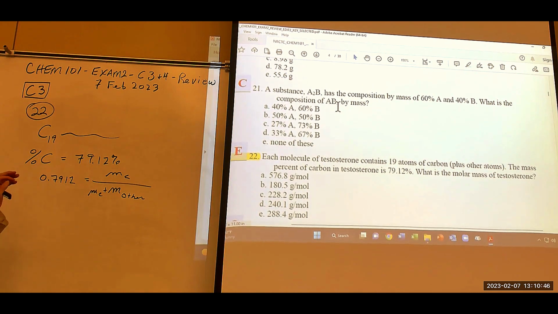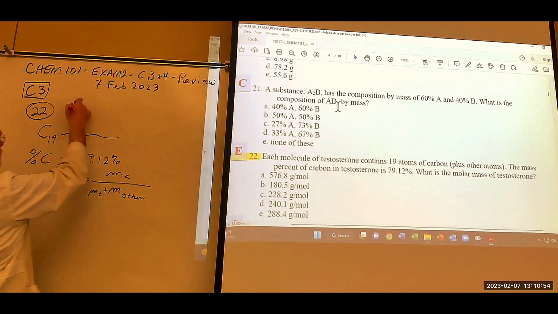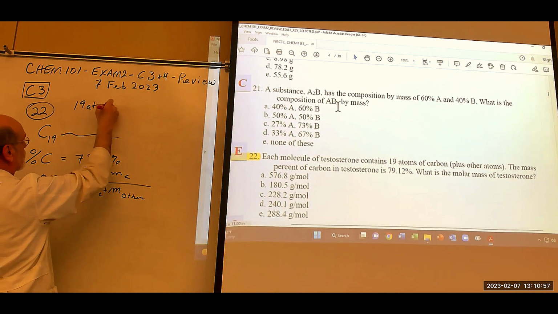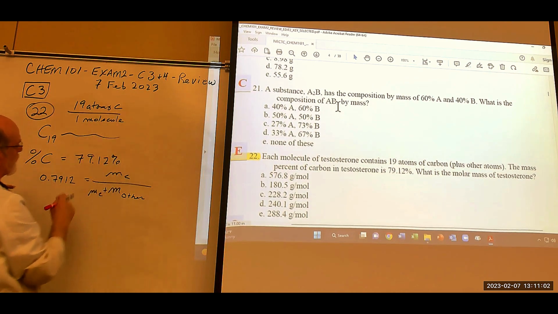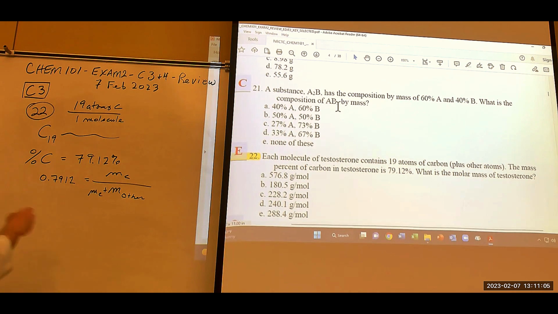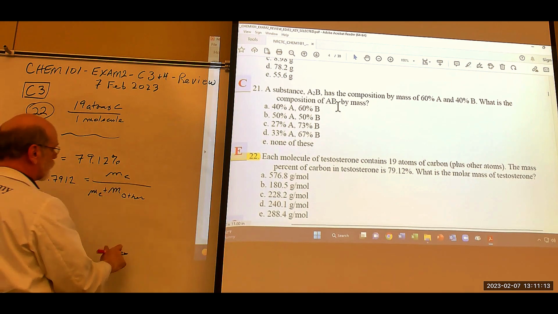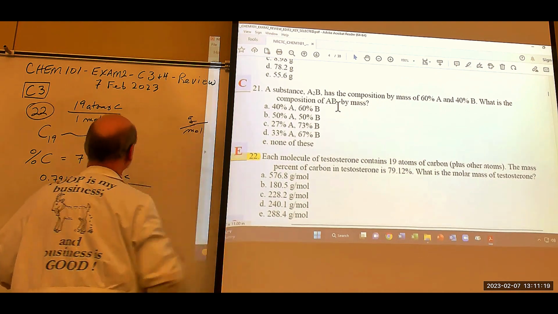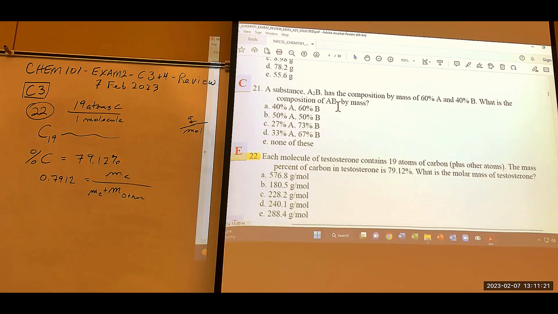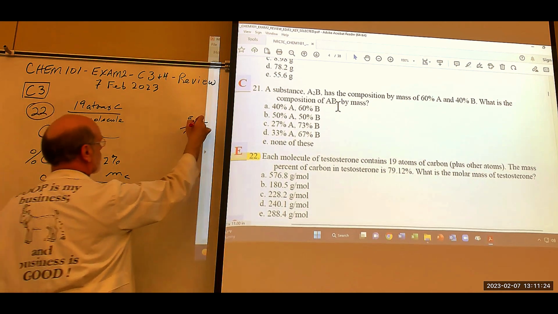All right, if we're going to define the molar mass of testosterone, this is 19 atoms of carbon per molecule. I think that's a better place to start. I was just thinking out loud here. If we're going to get molar mass, we're headed toward grams per mole of testosterone.